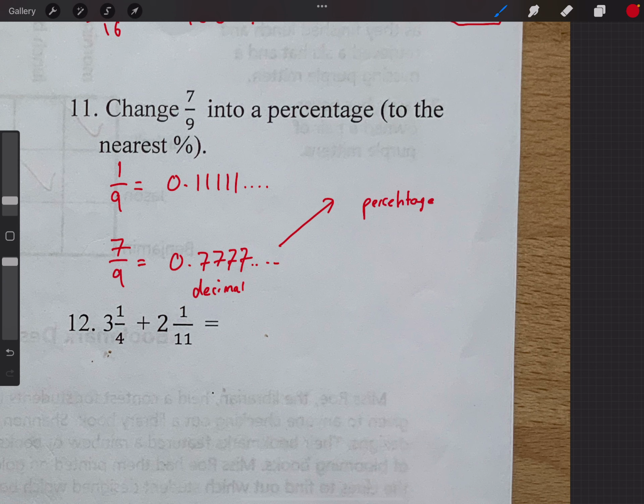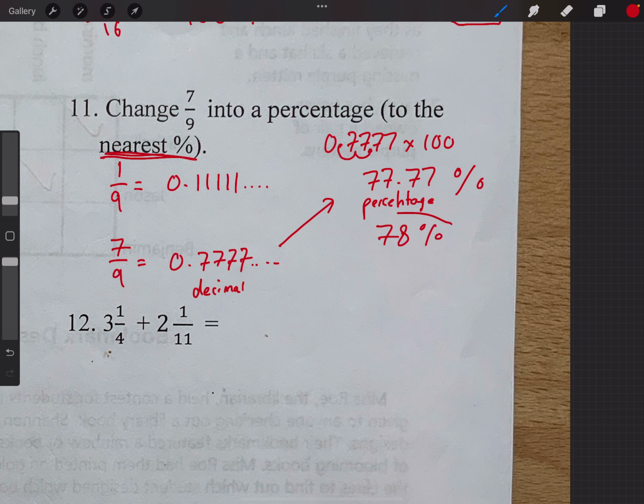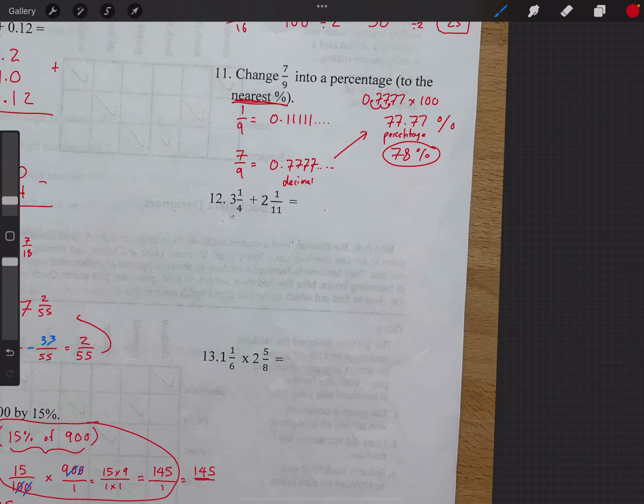we just have to times it by 100. So 0.7777 times 100, and you're going to get 77.77, because when you times it by 100, the decimal point jumps to the right 2 times. So it ends there, which is 77.77%. But it says to the nearest percentage, so that will be 78%. There you go. And 2 more.